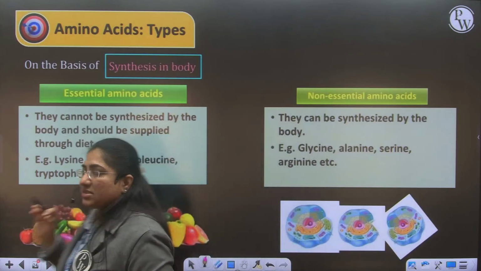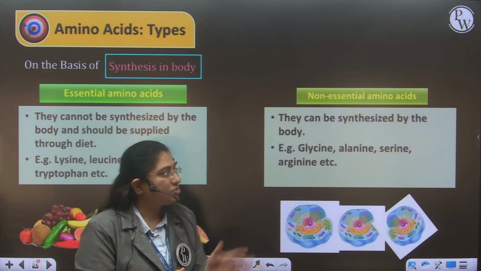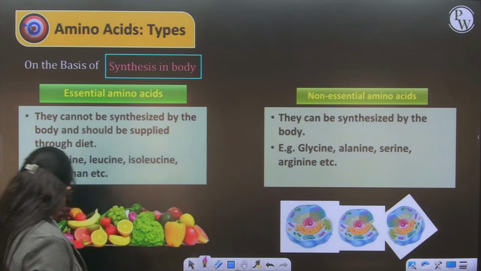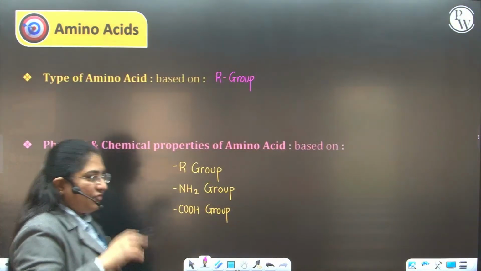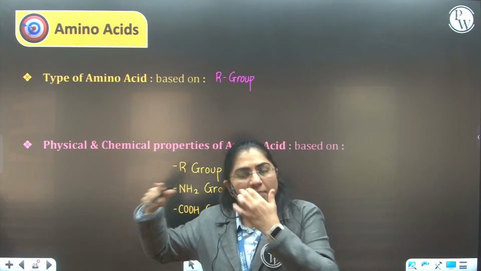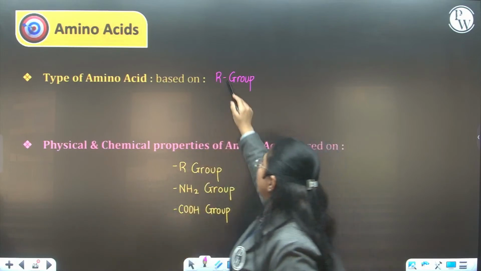However, the non-essential amino acids are the ones which our body can synthesize, hence they are called non-essential amino acids. So one thing we studied is what decides the type of amino acid, and that is the R group.